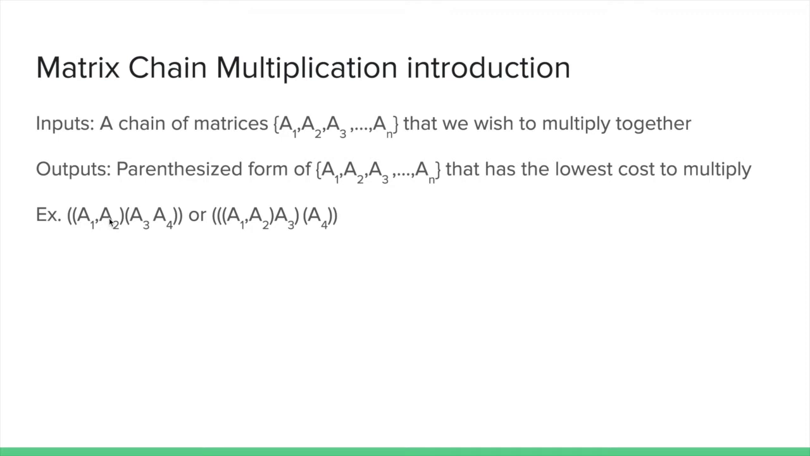So for this example, we have matrices A1, A2, A3, and A4. There are multiple ways we can multiply these four matrices together. In this first example, we can multiply A1 and A2 together, and A3 and A4 together, and then multiply the results of those together. Or we can multiply A1 and A2 together, then multiply that with A3, and then multiply the result of that with A4. There are many different ways to accomplish this multiplication, and we need to find out the most efficient way, and that's where the algorithm comes in.